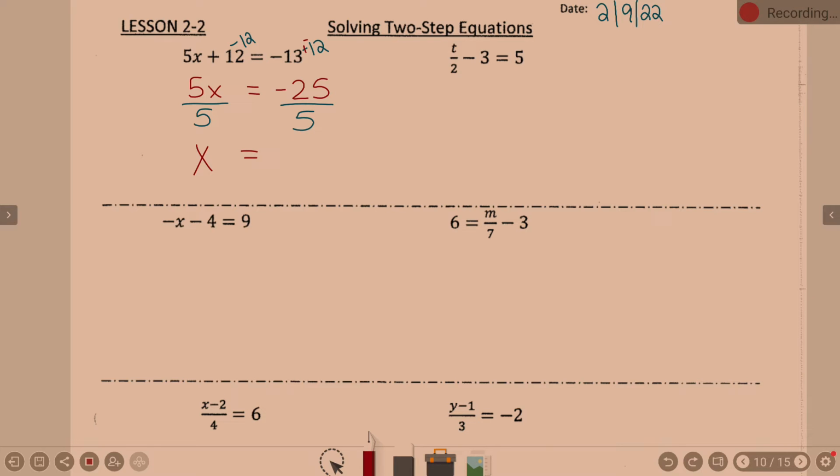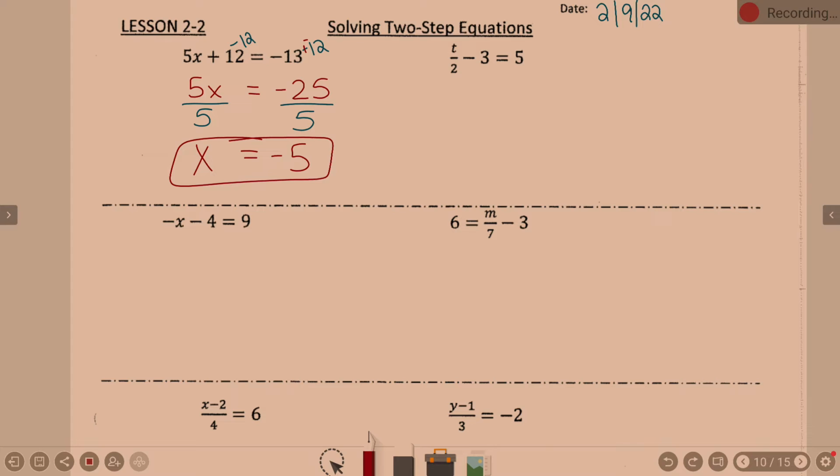You can write 1x if you want. They're the same. Negative 25 divided by 5. 25 divided by 5 is 5. Negative divided by a positive is a negative. So we can handle an equation like that? Yeah. This is easier stuff, right? This isn't horrible.